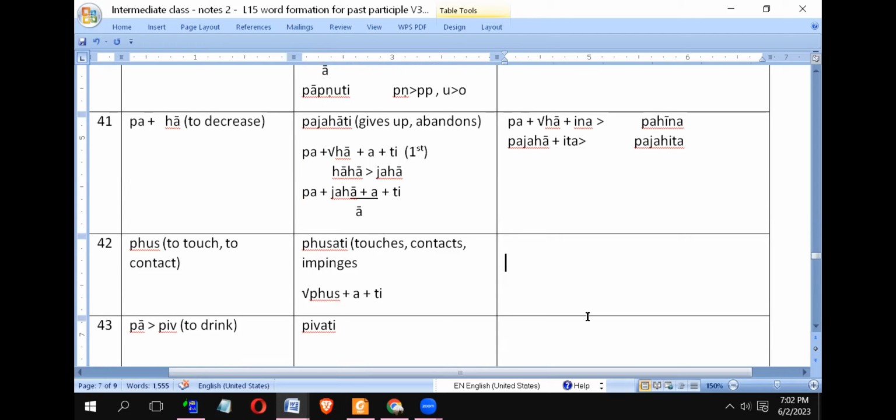Pushpaita, push plus ita, you become pushita. Okay, good. There's another one. Another one is push plus what? There's another one. Oh, this one I don't know.